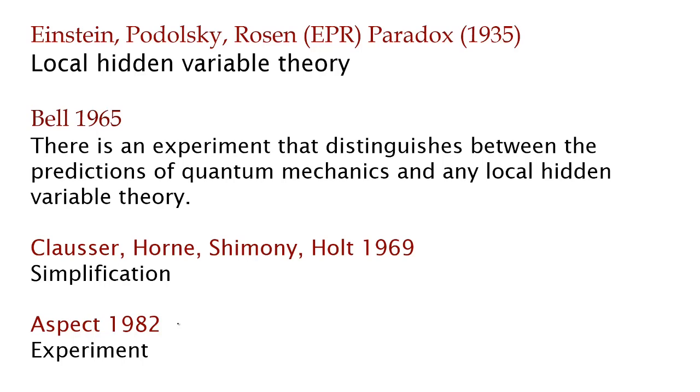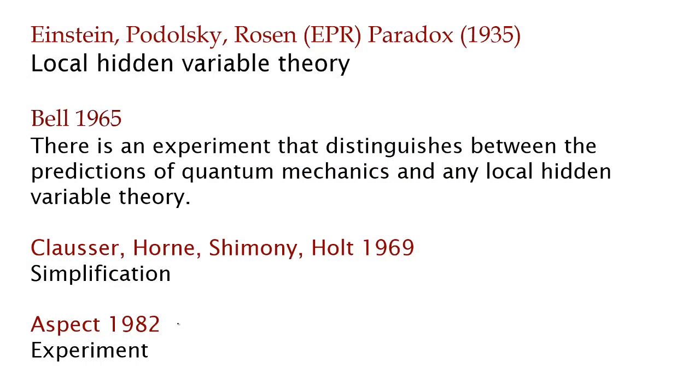So what John Bell realized in 1965 is that there's an experiment which can distinguish between quantum mechanics and any local hidden variable theory. In fact, such an experiment was performed in 1982 by Alain Aspect, and it came out consistent with quantum mechanics and inconsistent with any local hidden variable theory. So this experiment has since been performed in many, many different forms to greater and greater accuracy, and the experiments have always been consistent with quantum mechanics.